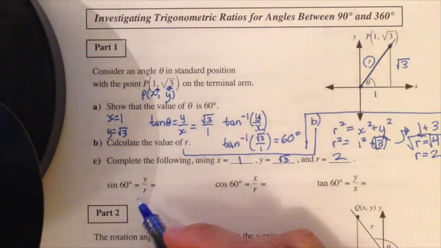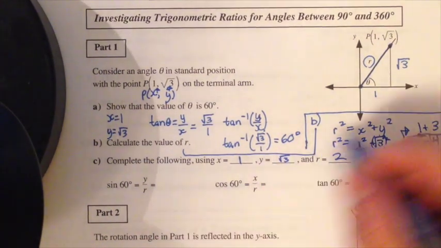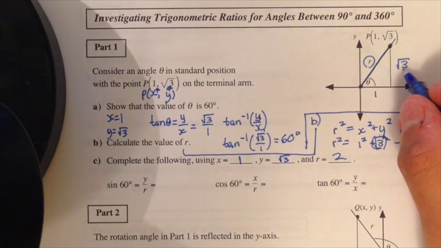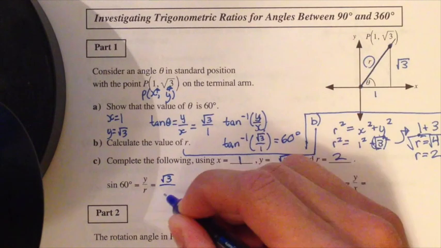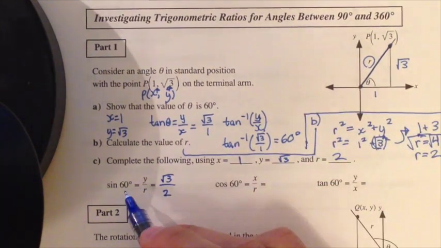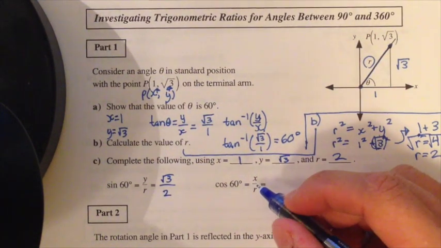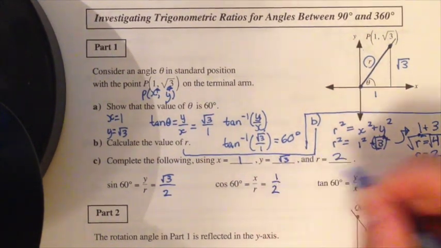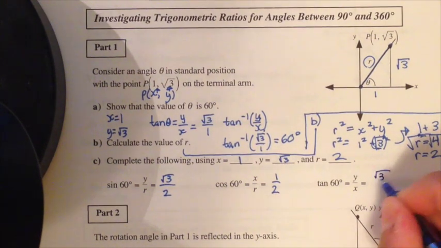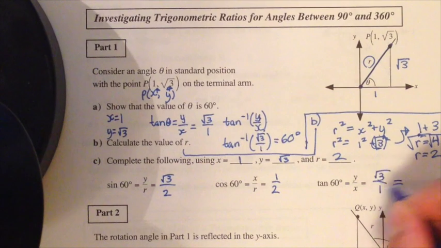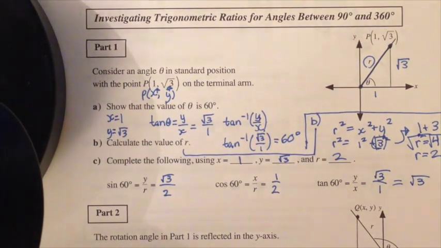Now, for the last part of the question, we need to fill in our trig ratios. For our sine ratio, y over r is going to be rad 3 over 2. Our cosine ratio is going to be x over r, or 1 over 2. And finally, our tan ratio, y over x, or root 3 over 1. If we simplify that, we can forget about that 1, and we'll just be left with rad 3.